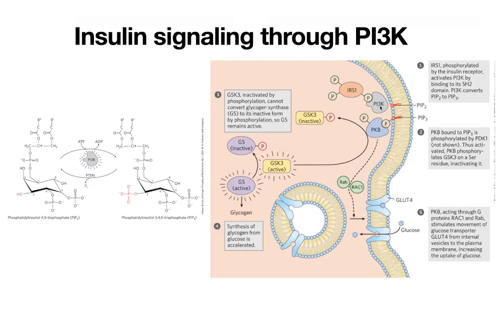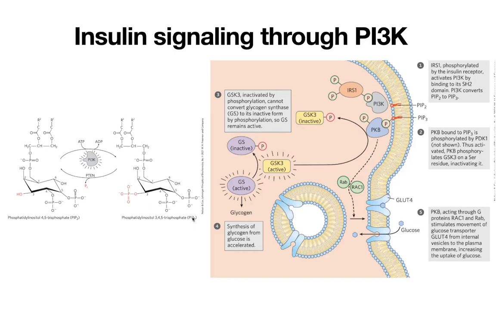When you see a K, think kinase. This is going to be a kinase. It has an SH2 domain that's able to bind to the phosphorylated IRS1 and get activated. Once activated, here it can basically phosphorylate PIP2. PIP2 is phosphatidylinositol 4,5-bisphosphate, which is one of our phospholipids. PI3K is basically able to phosphorylate that to give you PIP3.